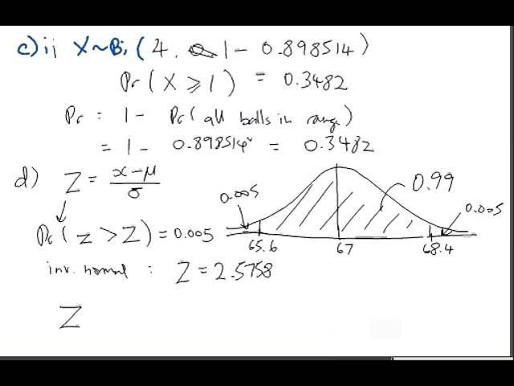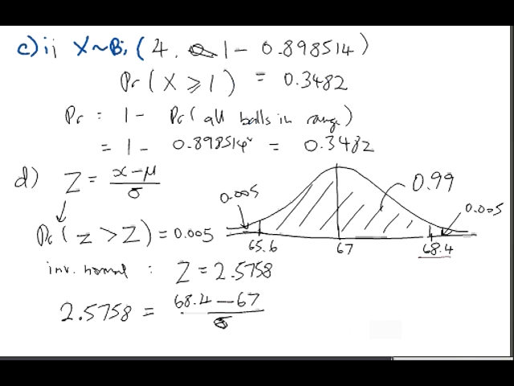Whoops. No, I know z now. I'm not going to do that. What I'm going to do is say, great, 2.5758 equals, now our x, what's our x? 68.4, right? So that's our upper limit from here. Minus the mean, we know that it's 67, over the standard deviation. Oh, look, suddenly we've got an equation to solve.